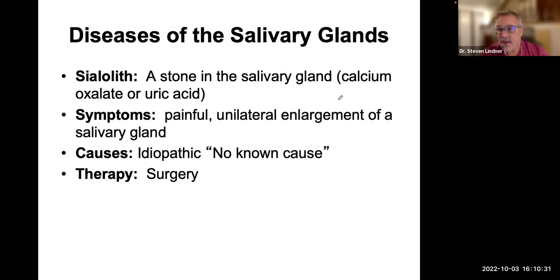Now, involving the salivary glands, I think of mostly mumps and I think of stones. A salilith is a stone. It's like a calcium stone or a uric acid stone. It's typically painful. It's found on one side. It's unilateral. Idiopathic meaning no known cause.